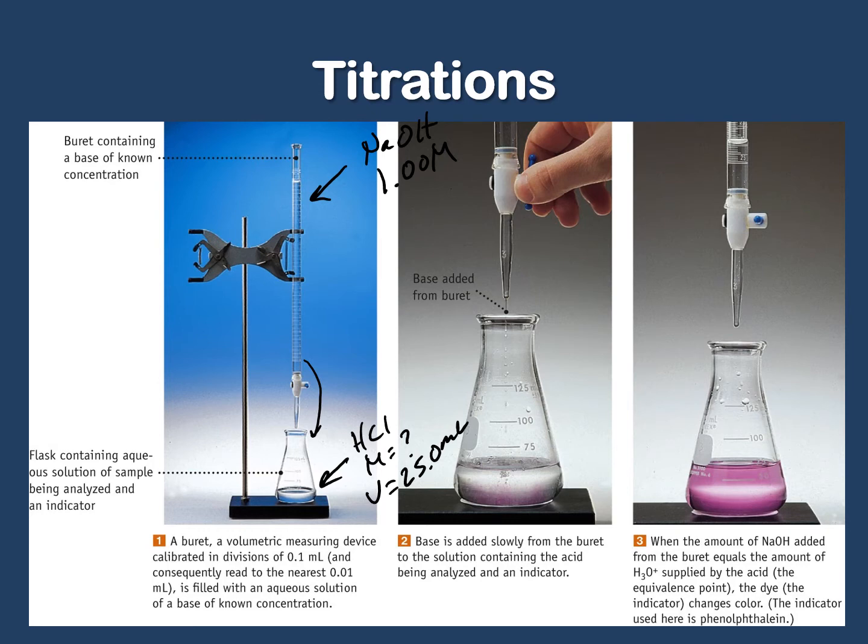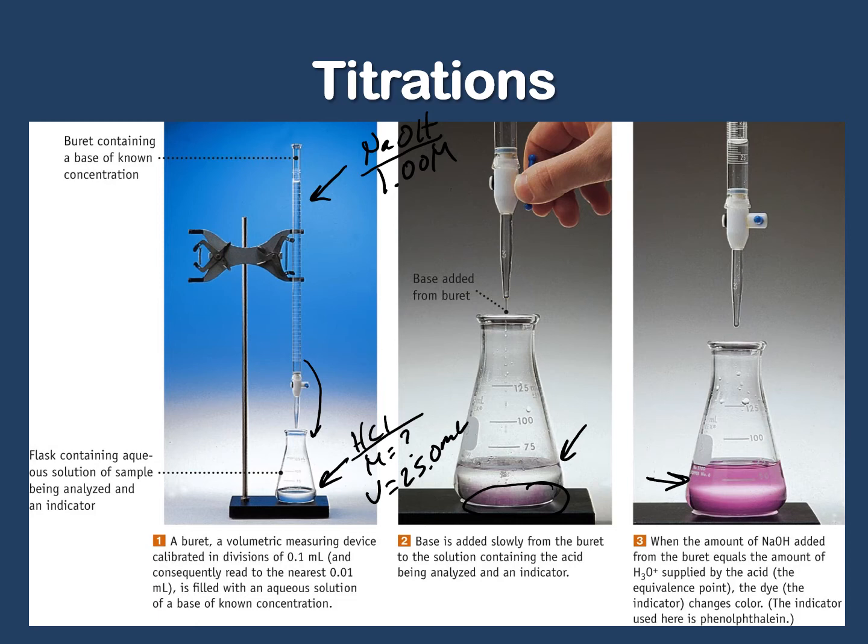And we're going to just keep adding the NaOH to the HCl until we see our indicator start to do something. So indicators tell us visually that the reaction has come to an end. The most common acid-base indicator, because this is an acid-base reaction we're talking about, right? NaOH and HCl, and that's the most common titration, is phenolphthalein. And phenolphthalein is clear in acidic solution and pink in basic solution.